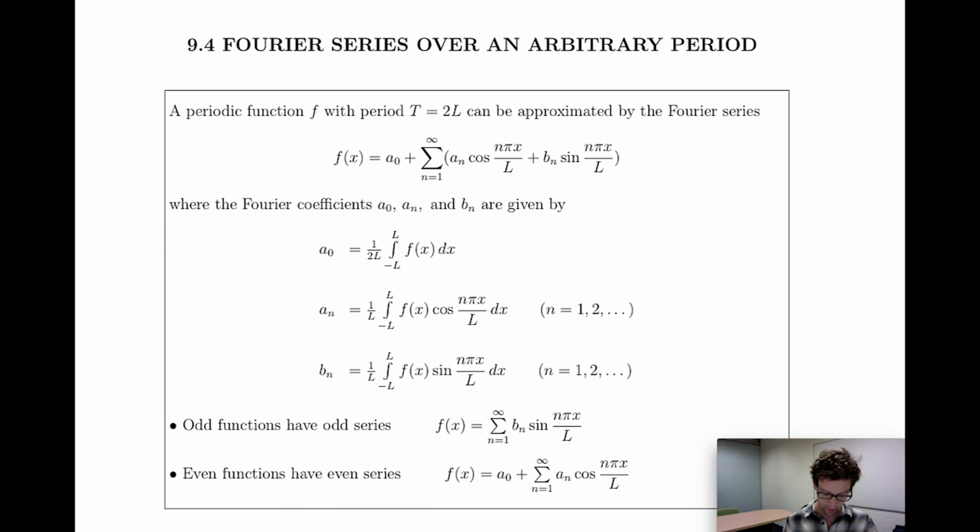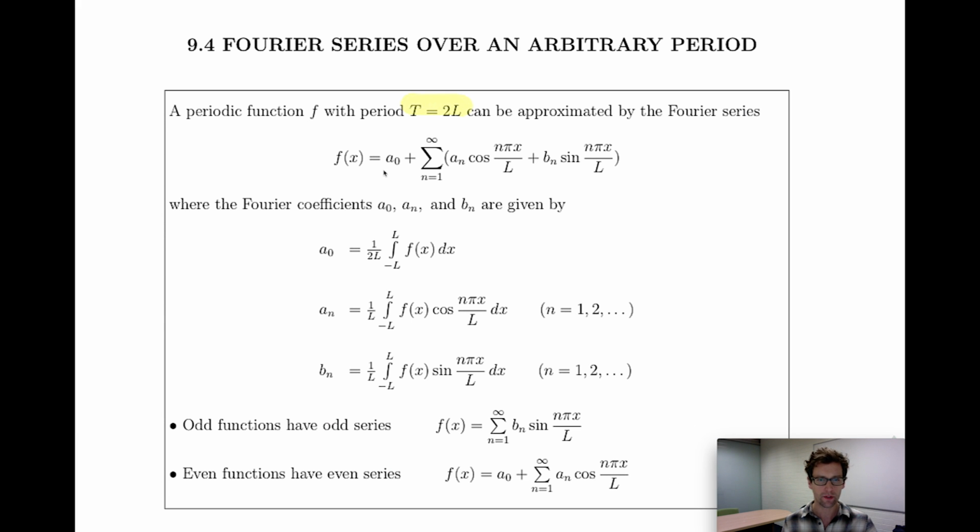Now we're going to express the period as 2 times L. So if we can identify the period of the function, we're going to express it as 2 times some value L, and we're going to call L the half period. All of these expressions here have a much neater form when I use the half period rather than the period.